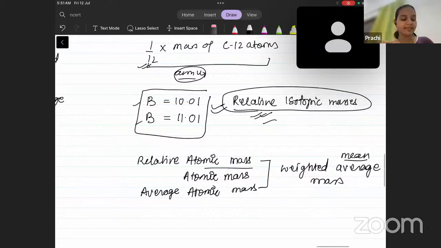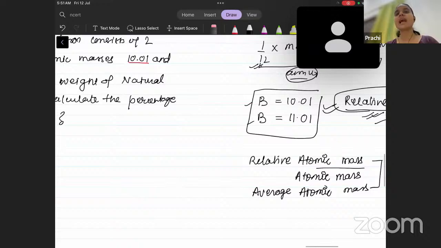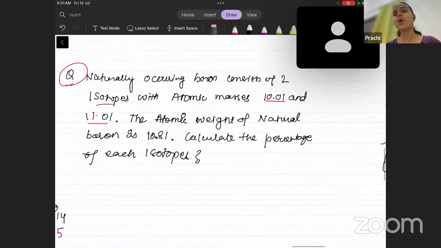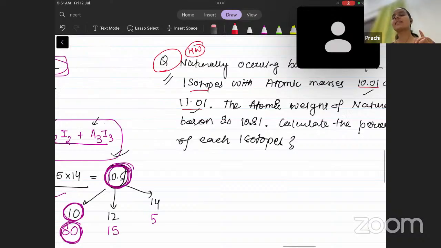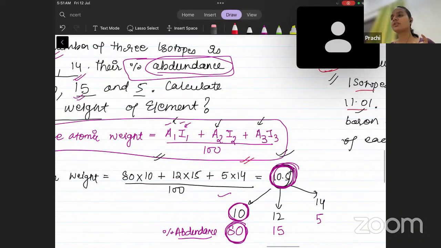So if this is clear to you, then you will have to calculate the percentage of this and this isotope for boron. This is your homework question which you'll have to solve. And make sure that each one of you sends your answer in the group, right? So sit there, look at this formula, substitute the values.